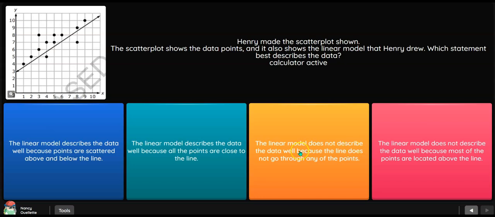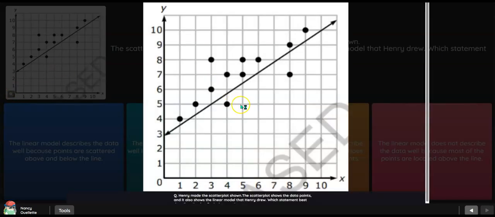The linear model does not describe the data well because the line does not go through any of the points. It doesn't have to go through any of the points. Sometimes you'll have trend lines that don't actually go through any of the points, but it's still a good trend line. And then our last choice says the linear model does not describe the data well because most of the points are located above the line. And that is true. Most of them are above the line.